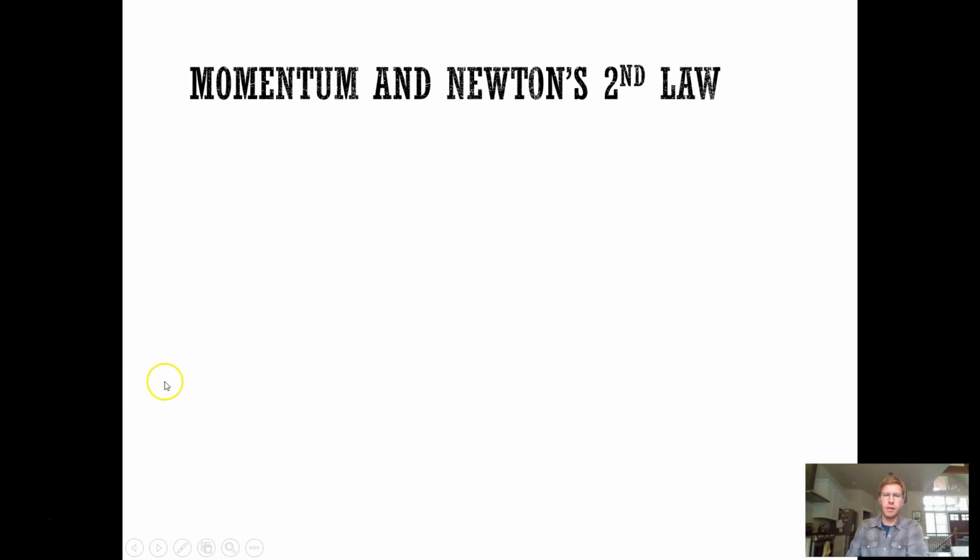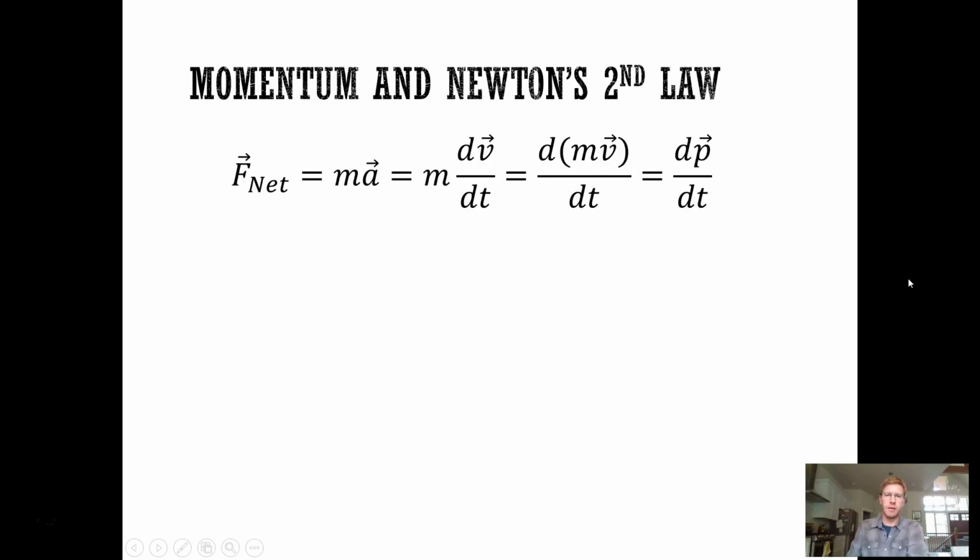Now I want to think about momentum and Newton's second law, because that will help introduce to us the idea of impulse. Remember, Newton's second law says net force equals ma. Well, a as a vector is really just the derivative of velocity with respect to time. So net force can be thought of as m dv/dt.